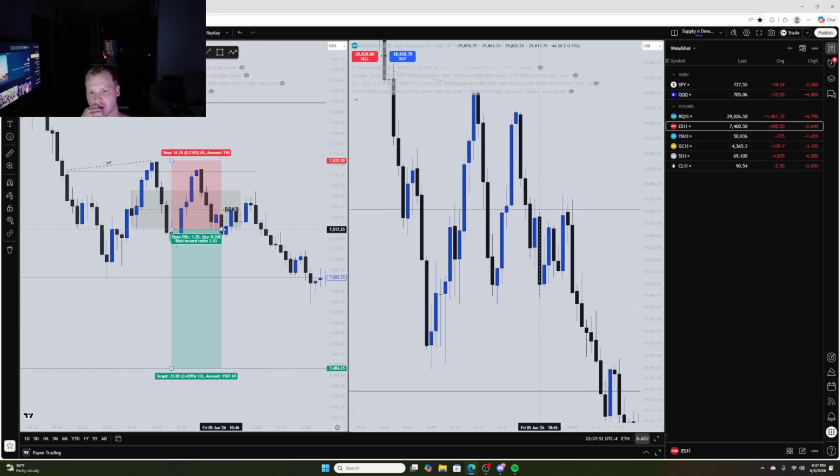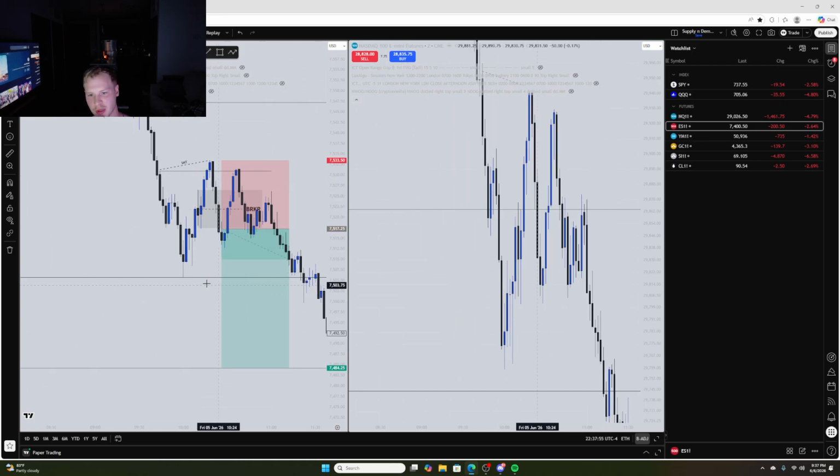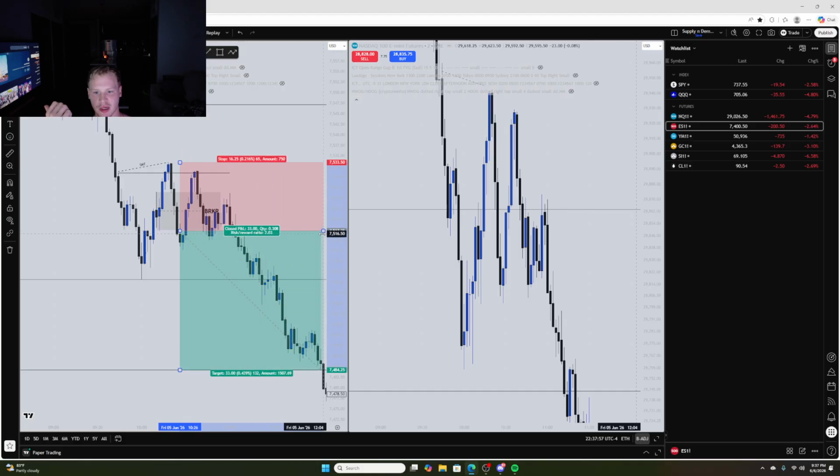This was my target, a new week opening gap. I probably would have gone break even at this low, and you see what it ended up hitting.